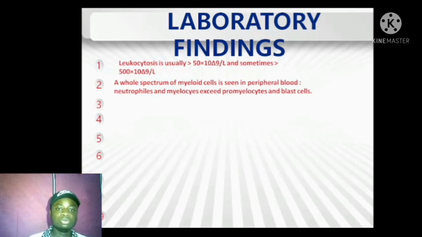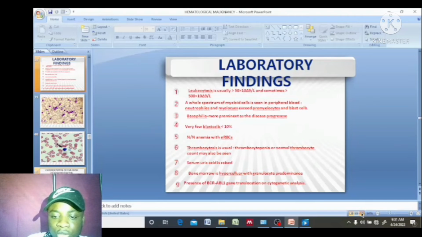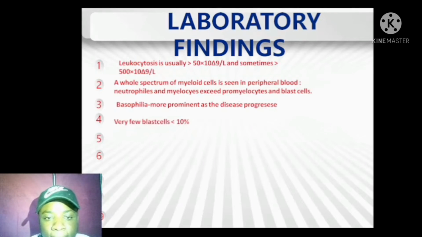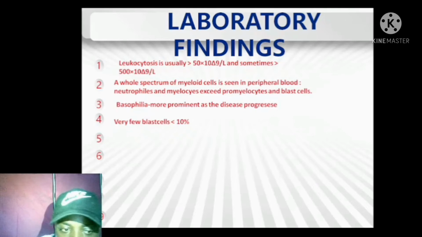So you will see neutrophils and myelocytes. Not only neutrophils and myelocytes, you also see promyelocytes and some blast cells. Very important. Basophilia is more prominent as the disease progresses. You can also see basophilia, an increased level of basophils. In most cases at the start of the disease, the basophilia may not show, but it may be more prominent as the disease progresses. And there are very few blast cells, less than 10%.